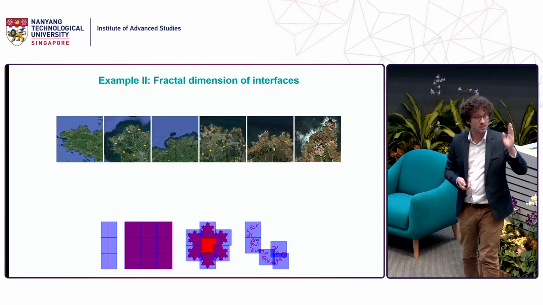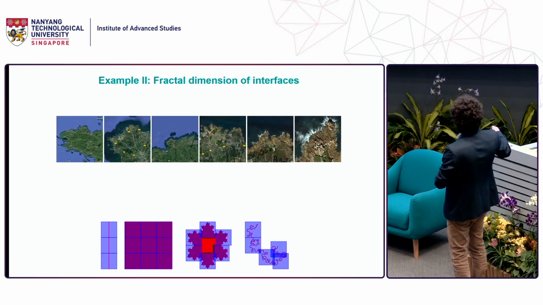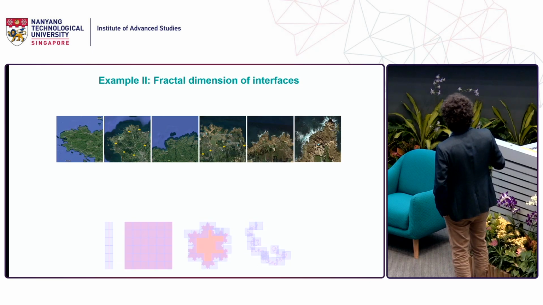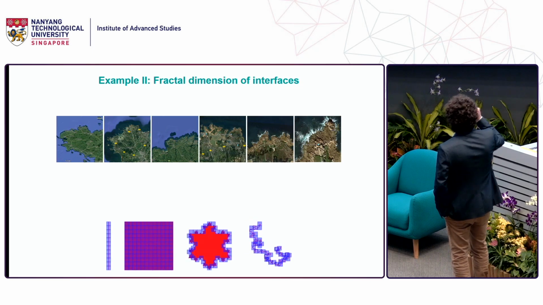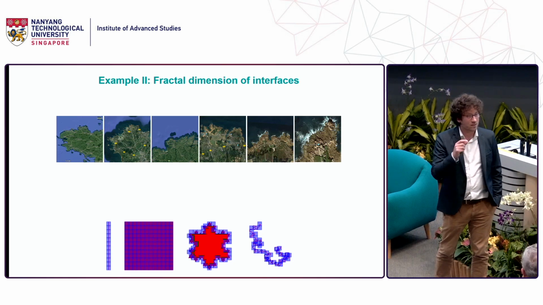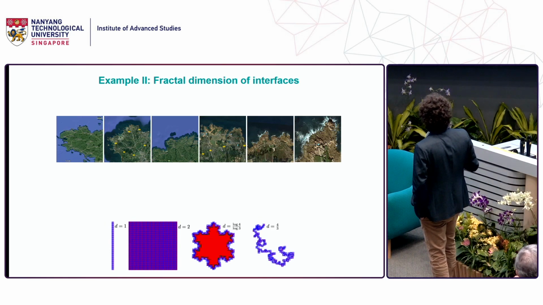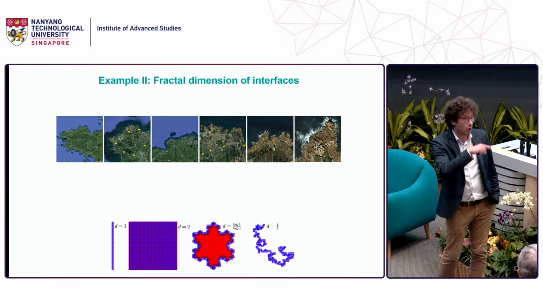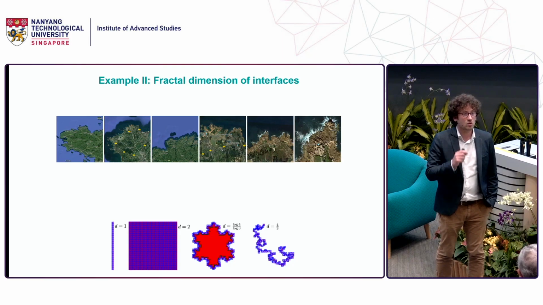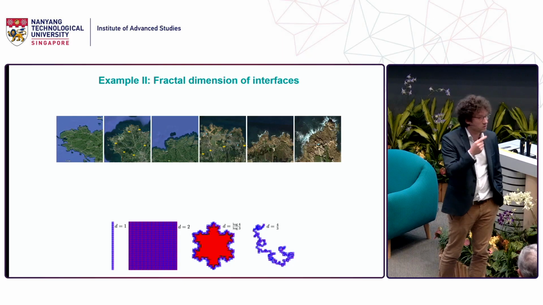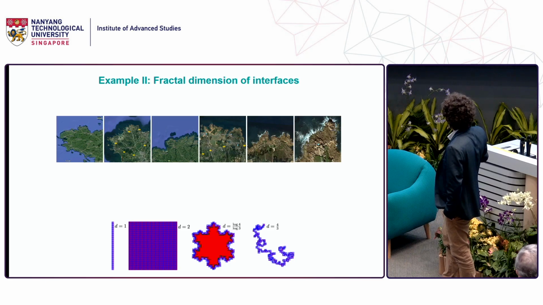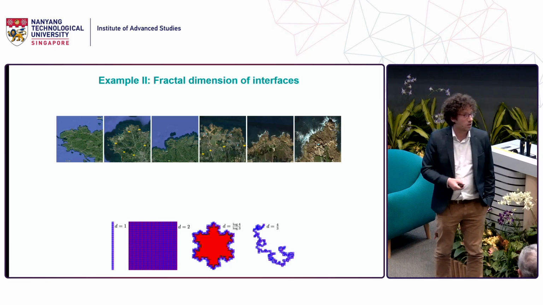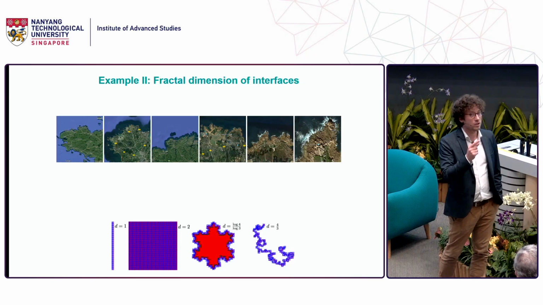But there is no reason you should restrict your attention to objects that have these integer dimensions. For instance, you can look at this shape. It's called the Koch snowflake. And when you go to smaller and smaller squares, you will need epsilon to the log 4 over log 3 squares to cover the boundary of this snowflake. So in the same way that the dimension here is 1 and the dimension here is 2, the dimension of this object should be log 4 over log 3, a non-integer dimension.